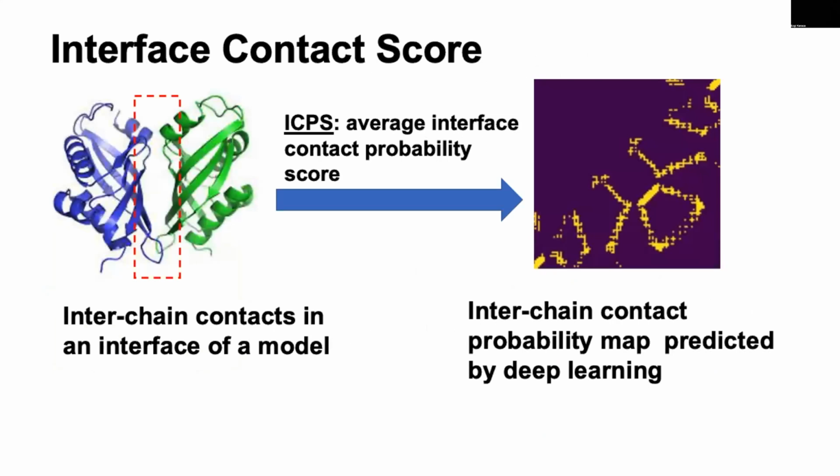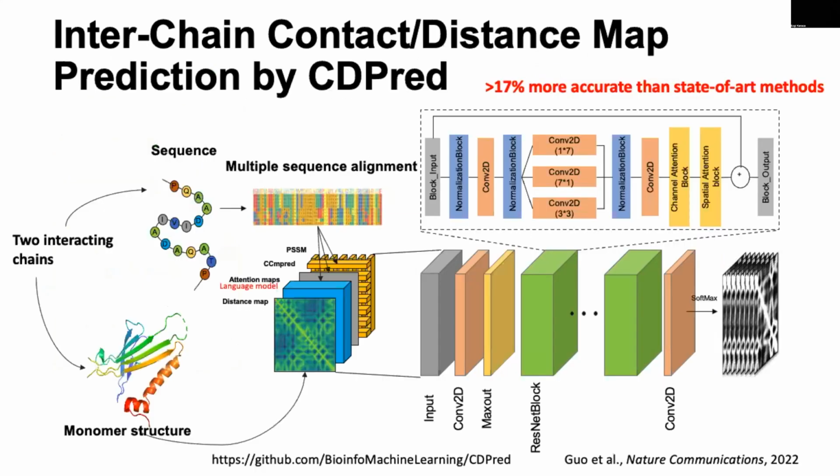So here's how we calculate the interface contact score. Given any interface in the multimer, for 2 chains, we use deep learning to predict the contact probability map. Then for each contact in this interface, we find its probability, then average them. So we get an average interface contact score as another scoring metric. We use a deep learning method developed by us called CDPred to predict the interchain contacts.